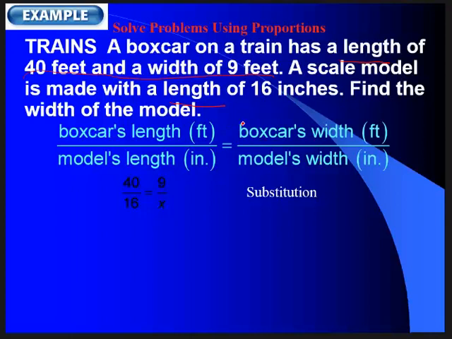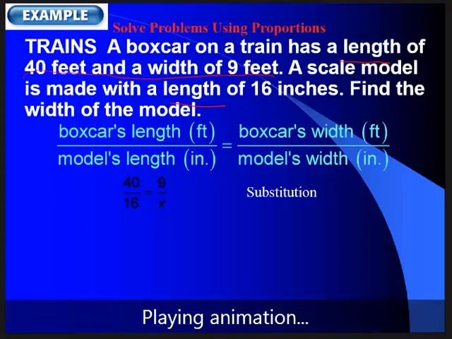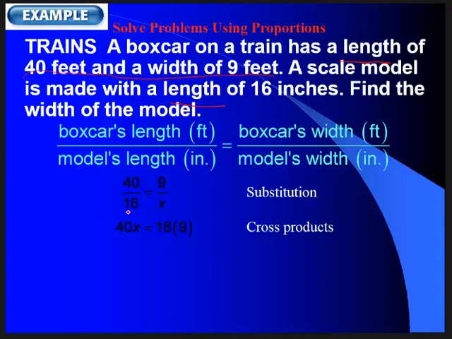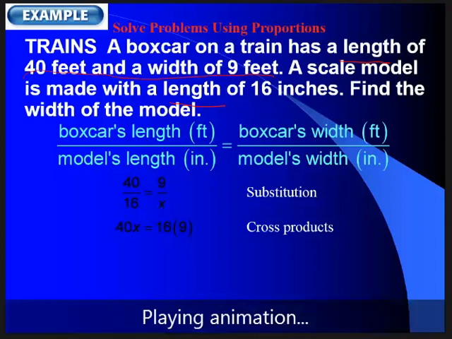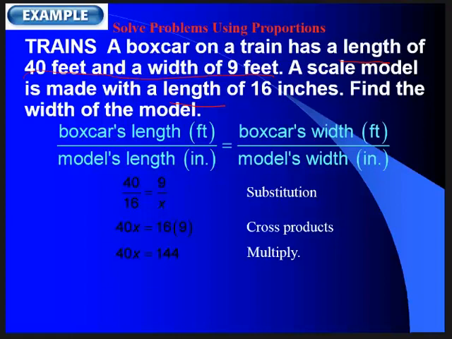That's the trick. You all know how to cross multiply. You know how to solve for the x here. It's getting everything in the right position of your proportion. That's the trick. So the original boxcar width in feet was 9. And the new width is what we're looking for in inches. Okay, so I just substituted in all these numbers that were given to us into my situation here. Now I'm going to cross multiply, and I get 40x and 16 times 9. 16 times 9 is 144. Then when I divide by 40, my x is 3.6.